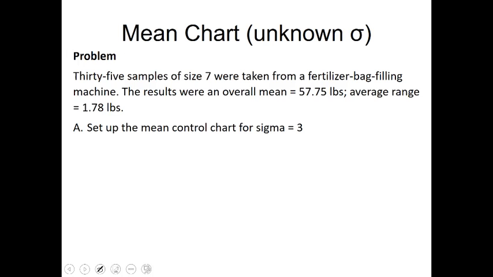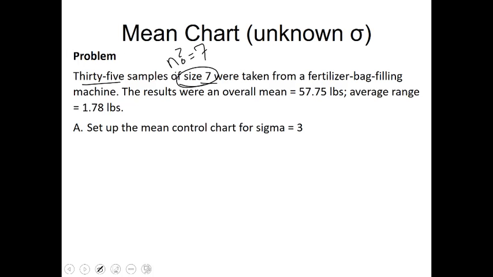35 samples of size 7. Be really careful on this. I did this intentionally because these trick people. What is N? Is it 35 or is it 7? Well, N is sample size. N is 7. The samples were taken from a fertilizer bag filling machine. Gosh, that would be fun to operate all day long.